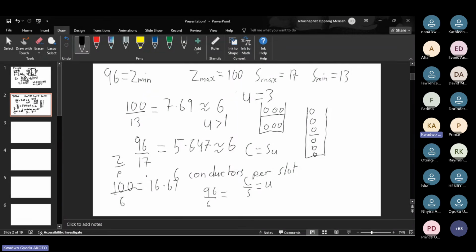If that be the case, then that was our maximum and minimum number of conductors per slot, right? So I'm continuing. If we have our maximum number of conductors per slot to be 6, and our minimum number of conductors per slot to be 6, then we can take our number of conductors per slot to be 6, right? That's the point here. Are we okay with that?